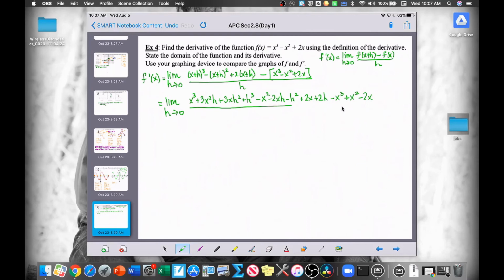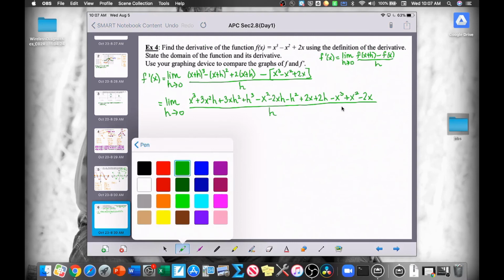You can see how easy it would be here to make one tiny sign error that messes up your entire problem. I cannot stress enough how important slow, careful algebra is anytime you are working with calculus. Slow, careful algebra. All right, now we get to cross out terms that cancel.